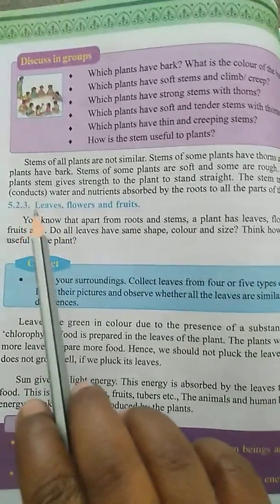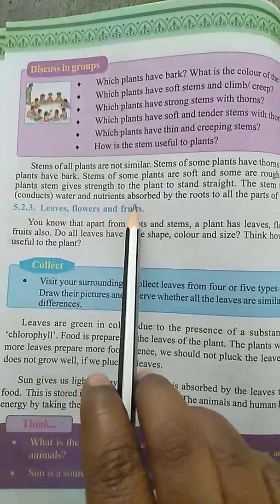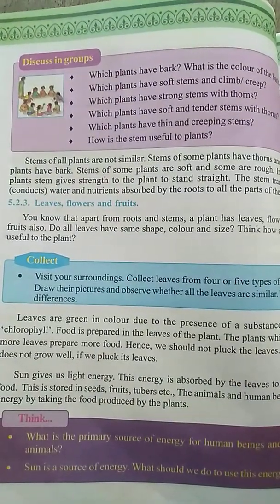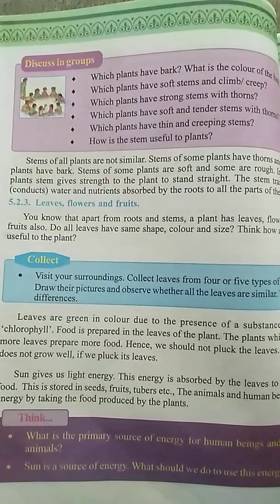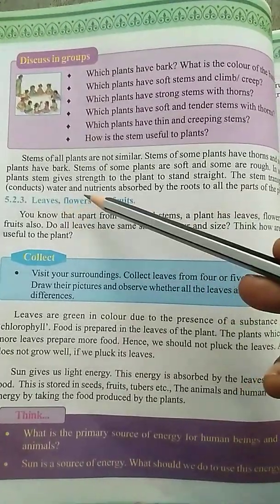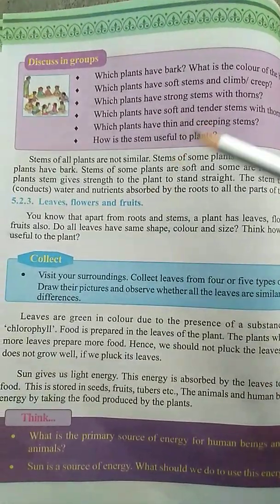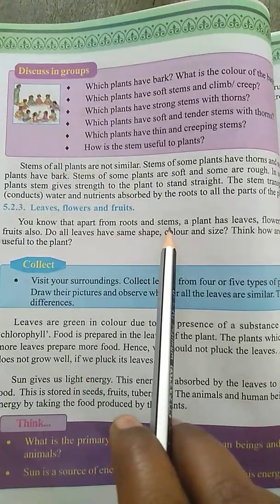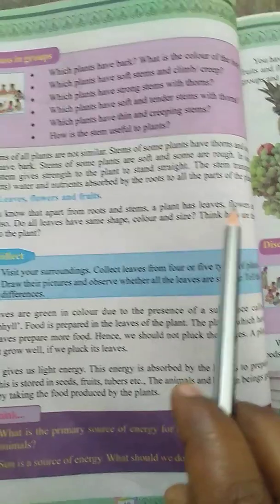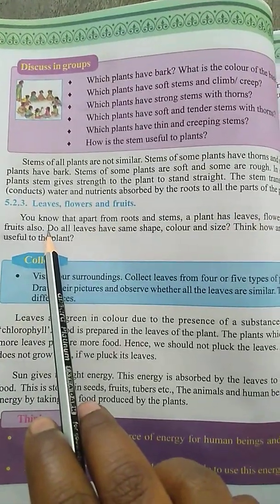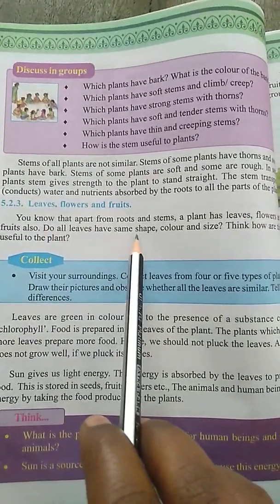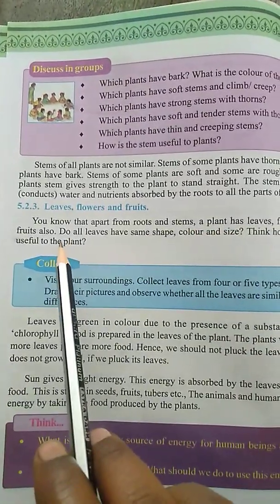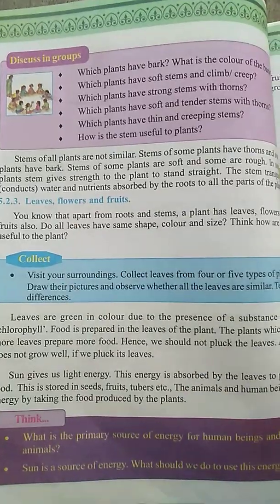Next, leaves, flowers and fruits. Till now we learnt about the roots and the stems. Next parts of the plants: leaves, flowers and fruits. You know that apart from roots and stems, a plant has leaves, flowers and fruits also. Do all leaves have the same shape, color and size? Think how are they useful to the plant?